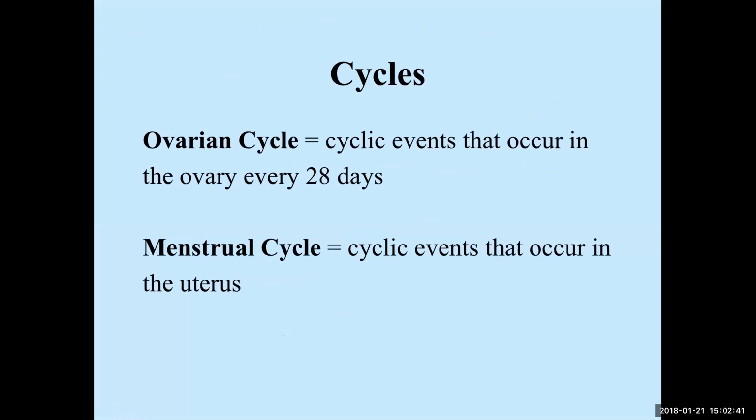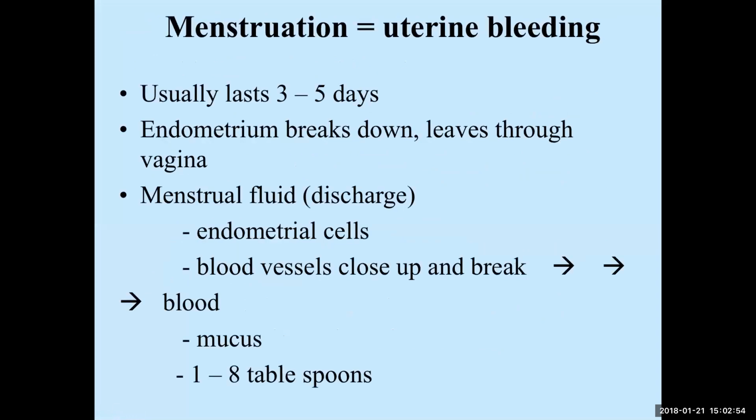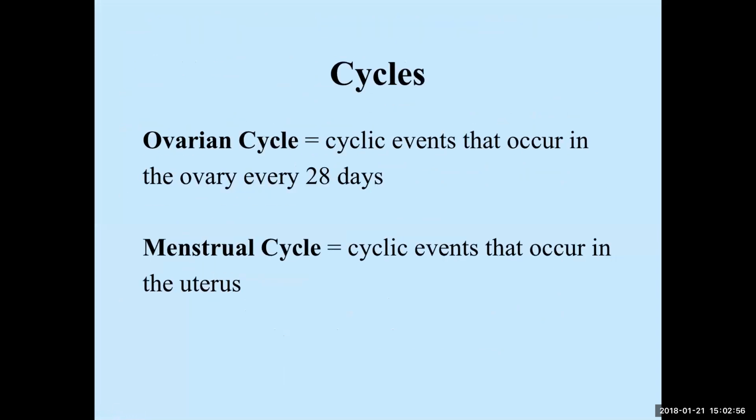The ovarian cycle is the cyclic events that occur in the ovary every 28 days. The menstrual cycle is the cyclic events that occur in the uterus. We'll talk more about that in just a moment, but we'll take a short break at this point.